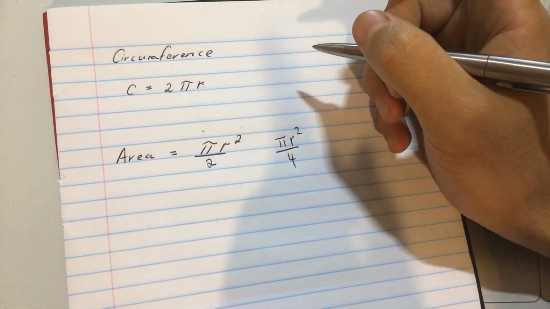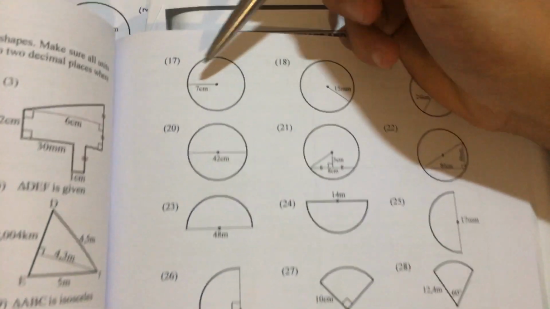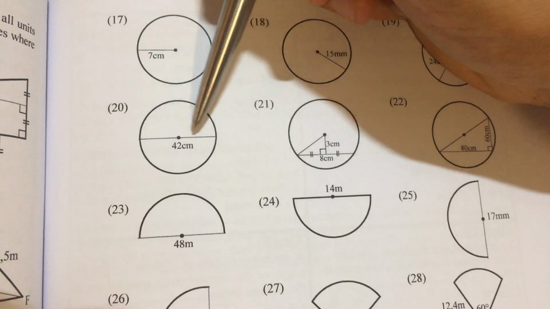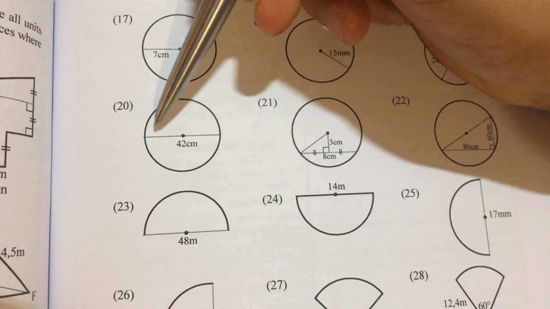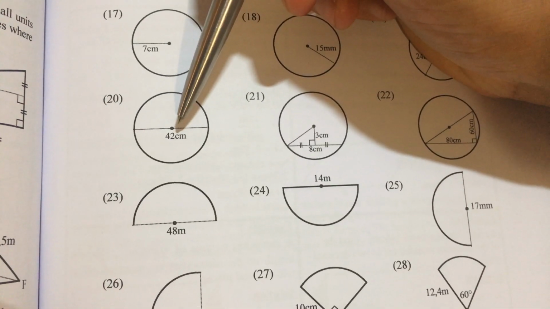Okay, something else that you kids make a mistake on, let's just go to my book here. This is the worksheet I gave you guys. You're looking for radius, remember, so that's the radius. This is what? This is diameter. So what am I going to have to do over here with this 42? I'm going to have to divide it by 2 before I put it in the formula.